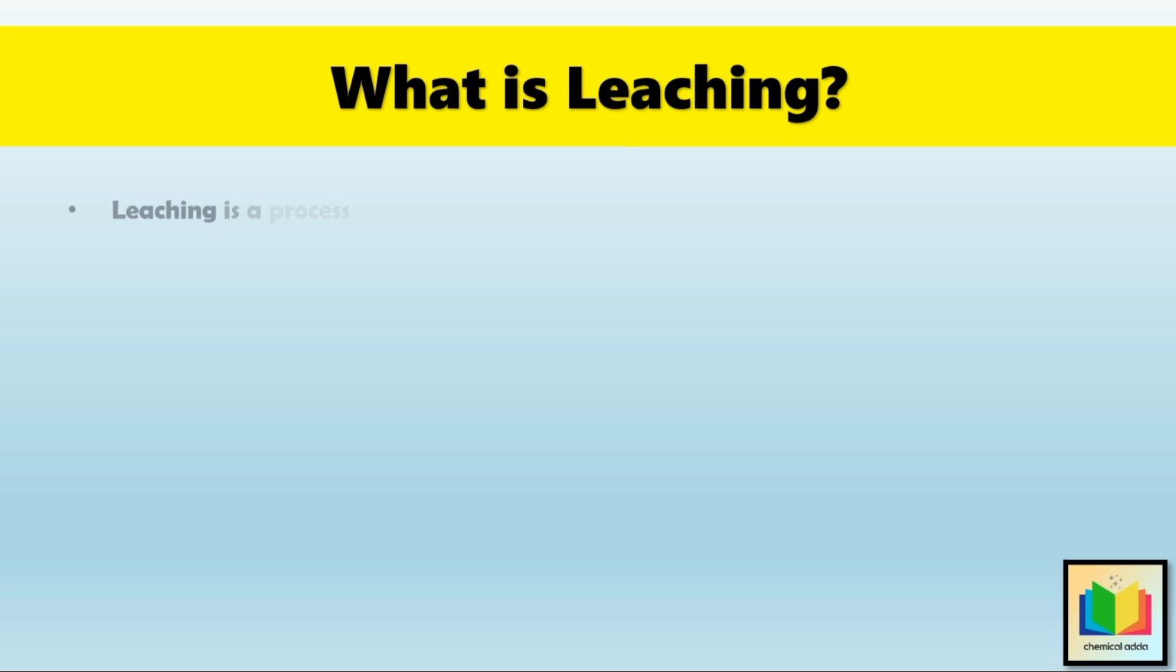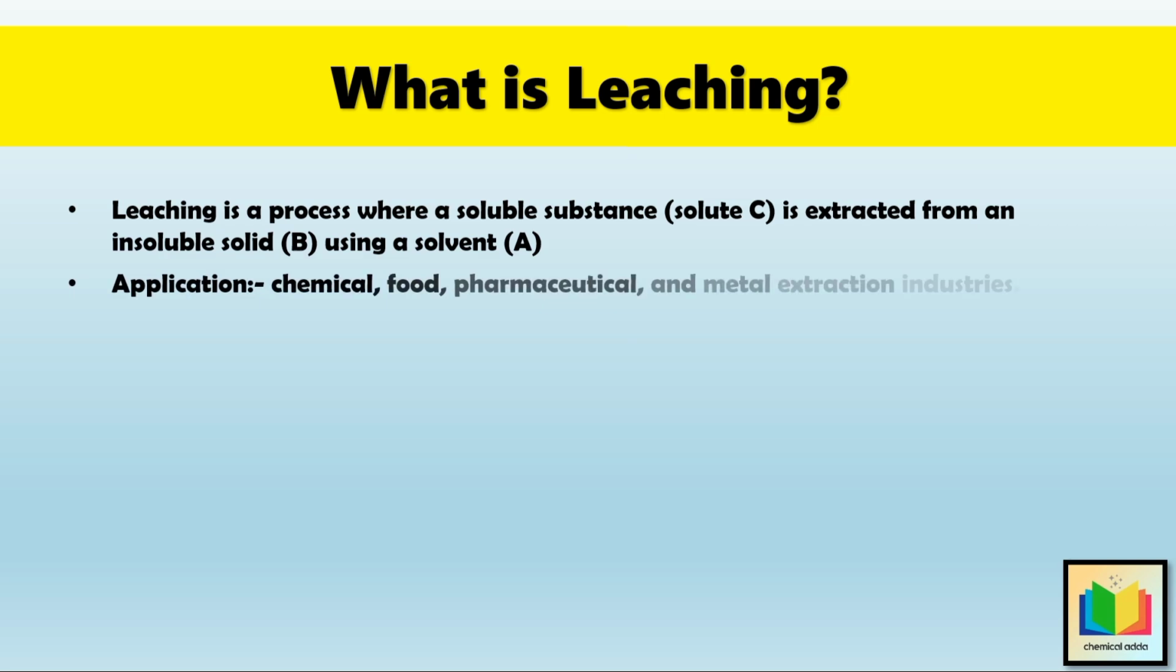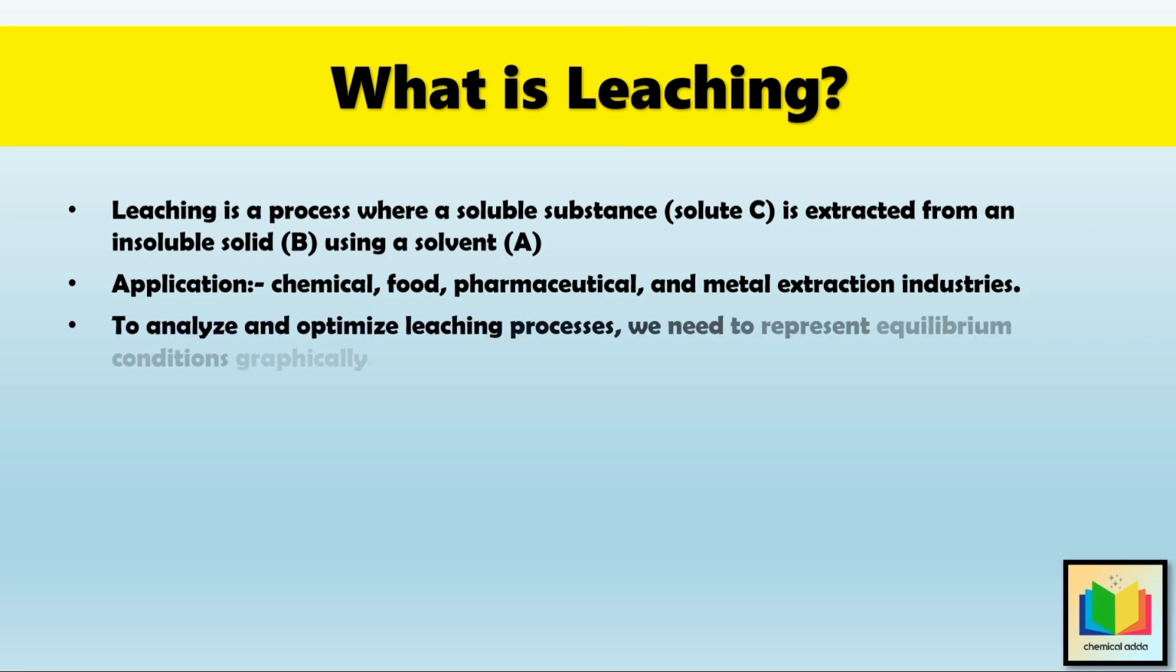So as we know, leaching is a process where a soluble substance, solute C, is extracted from an insoluble solid, B, using a solvent, A. This process is widely used in chemical, food, pharmaceutical, and metal extraction industries. And, to analyze and optimize leaching processes, we need to represent equilibrium conditions graphically.